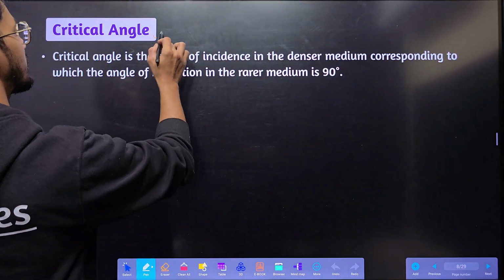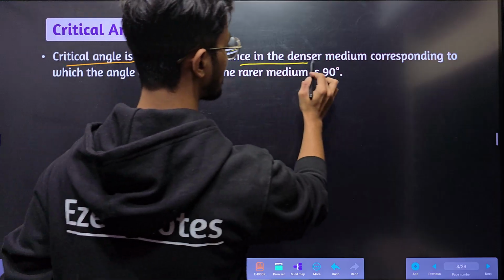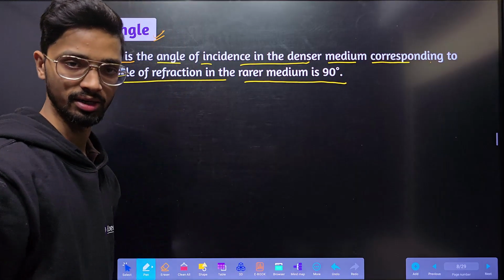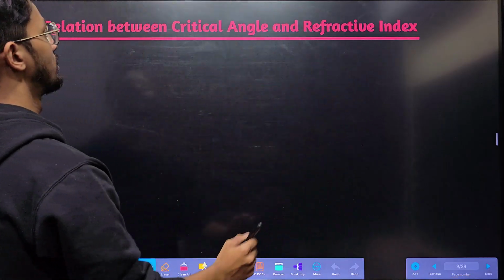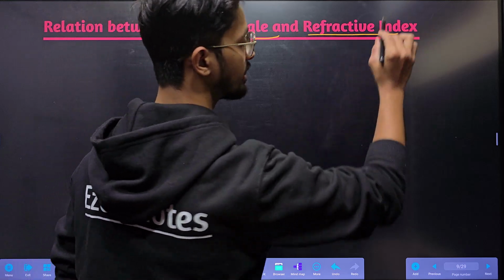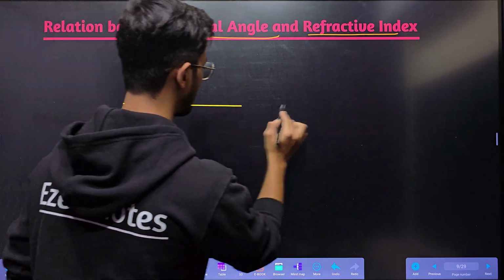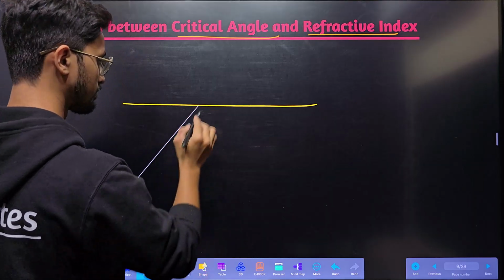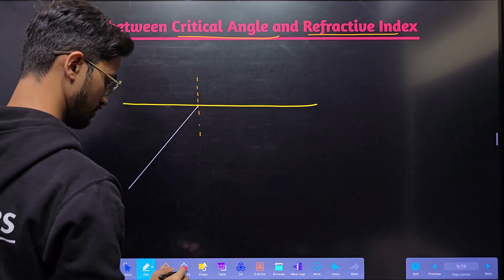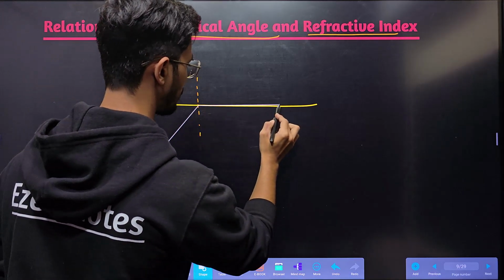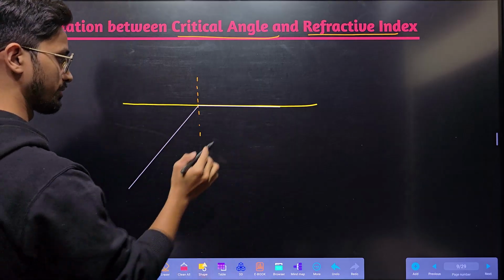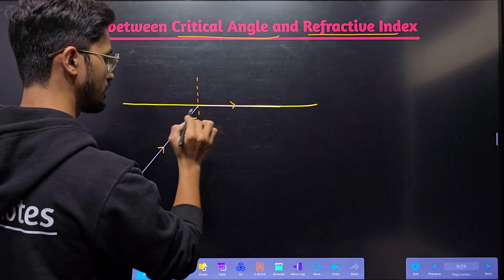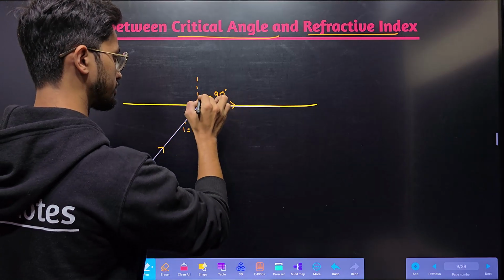Okay. Next, critical angle. We have learned critical angle is the angle of incidence in the denser medium corresponding to which the angle of refraction in the rarer medium is 90 degrees. Let us see the relation between critical angle and refractive index. So this was the boundary. This is for an angle of incidence, and this will be the refracted ray. This is the refracted ray and this is the incident ray. This is i equal to C and r equal to 90 degrees.